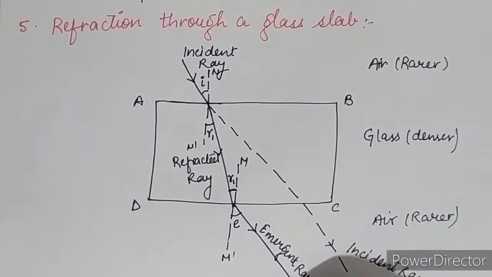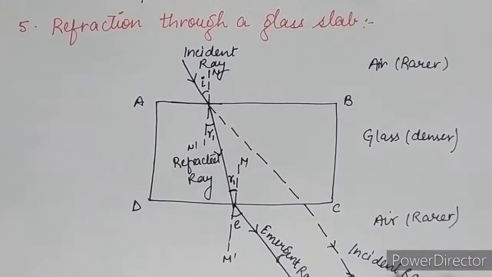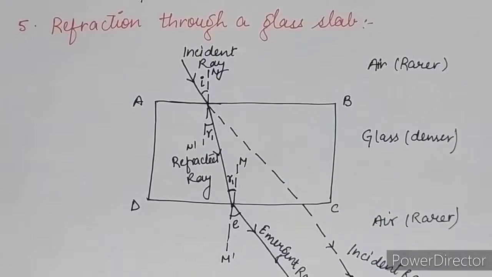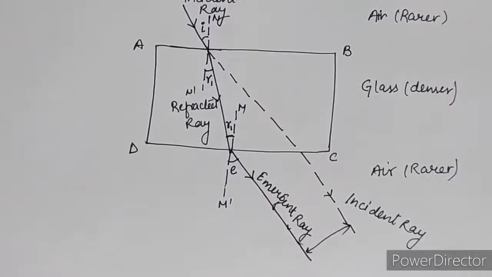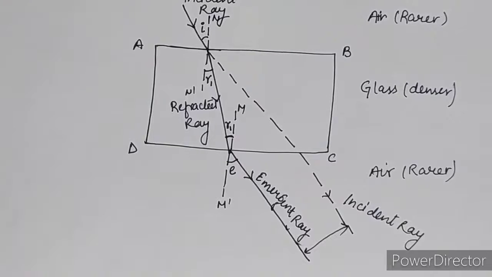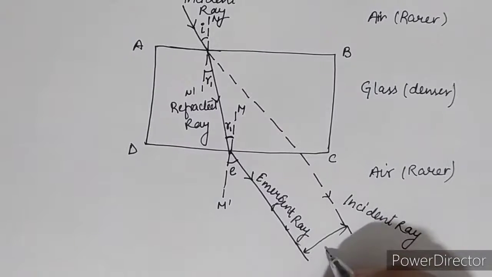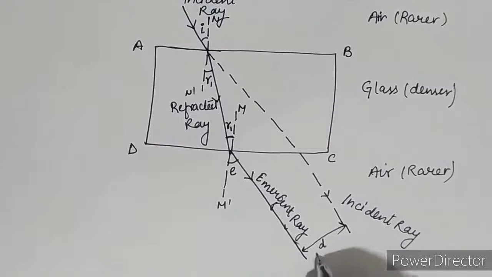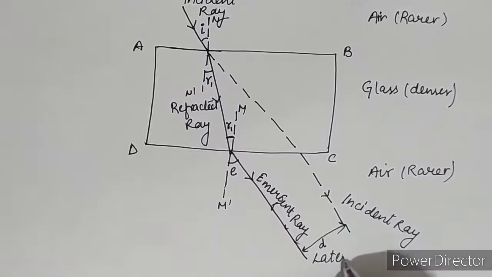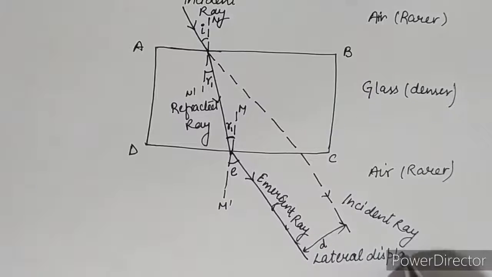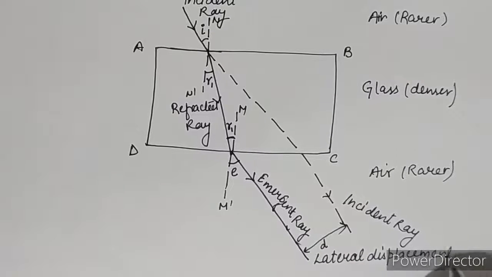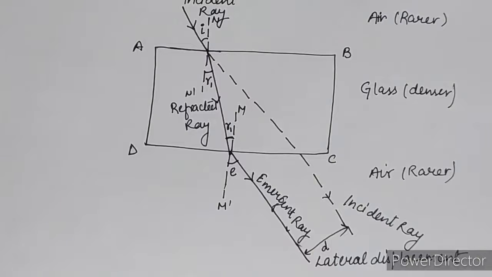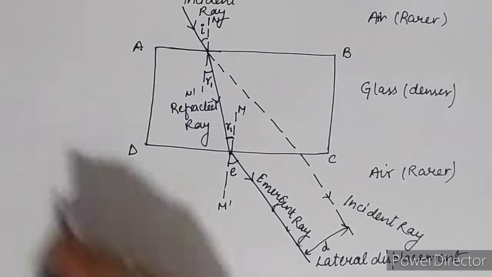The separation between these two parallel lines, the incident ray and the emergent ray, both are parallel lines, and the separation between them, this is D, and this is known as lateral displacement. Lateral displacement. Clear?